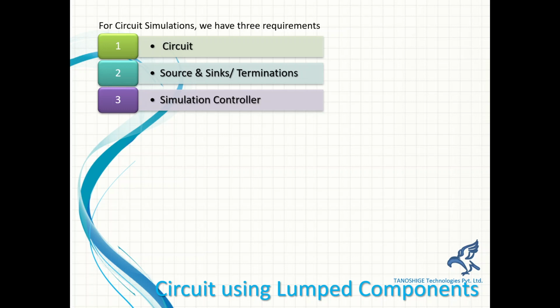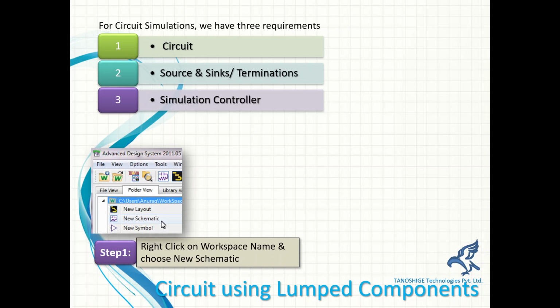Unlike Genesys or Cadence, where your simulation is a separate unit and your schematic is a separate unit, it's not like that in ADS. In ADS, a schematic has a simulation controller which tells what kind of simulation you want to perform. So these three things are a must: circuit, terminations, and controller. Once you have that, you have a proper circuit which can be simulated.